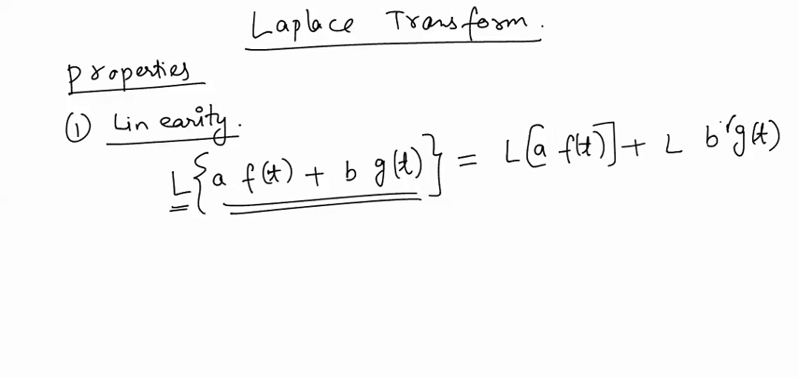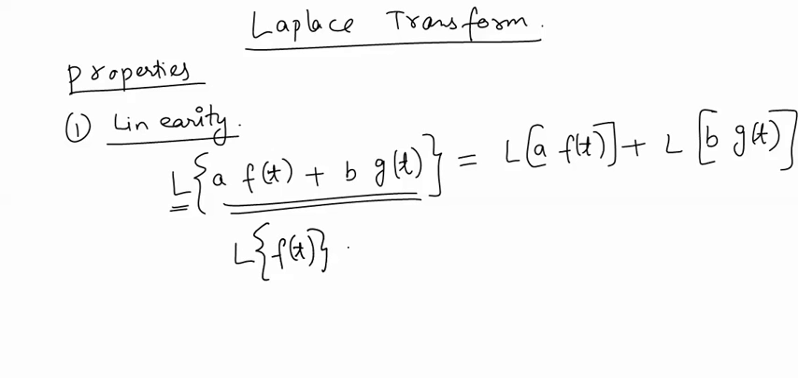This is basically the meaning of the linearity property. You can prove it very easily. Substitute everything in your basic definition of Laplace. What was the basic definition of the Laplace of f(t)?